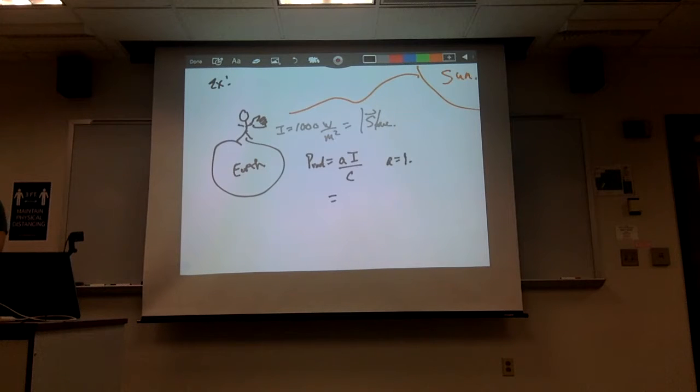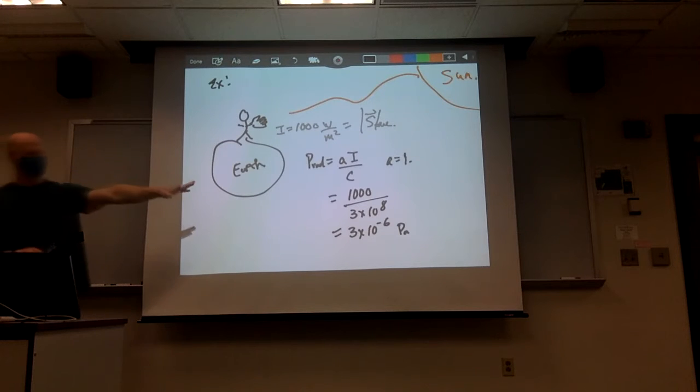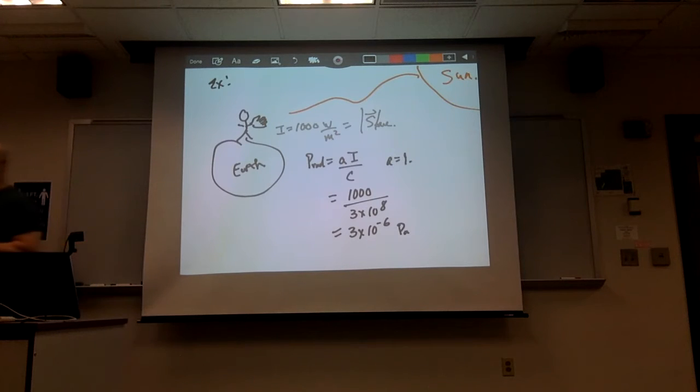I'm very white, but in this case, we can say our pressure is going to be equal to what? 1,000 divided by the speed of light, which is 3 times 10 to the 8, which works out to about 3 times 10 to the minus 6 pascals. So this is the pressure which my hand feels. If I'm just standing outside on a nice sunny day, my hand feels a pressure from the light hitting it of 3 times 10 to the minus 6 pascals.